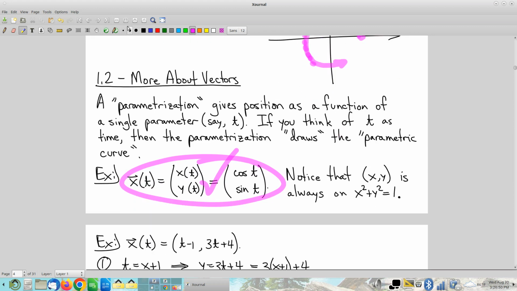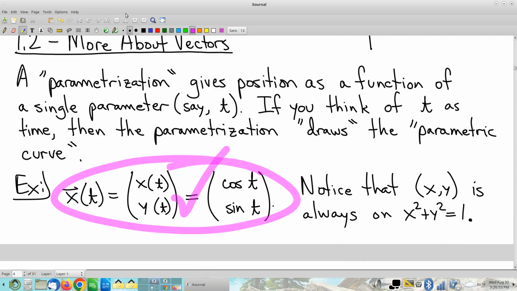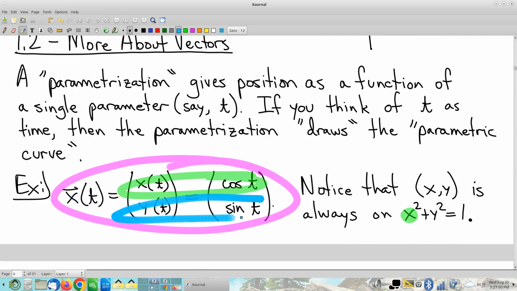Well, keep in mind, we have explicit formulas for x and y. And notice that since x is cosine and y is sine, looking for a relationship between x and y boils down to, can I think of a relationship between cosine and sine? And we all, of course, remember, there is a convenient, easy relationship between cosine and sine, and that is the Pythagorean identity. We know that cosine squared plus sine squared is 1.